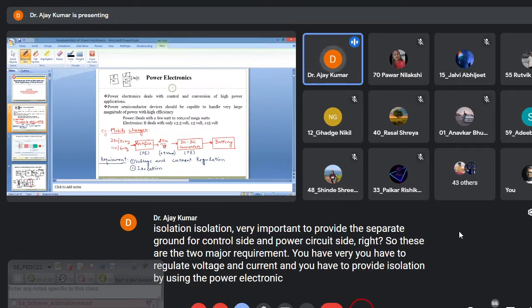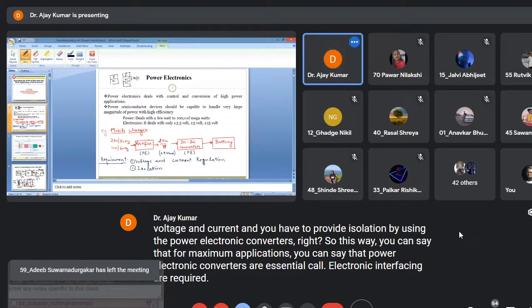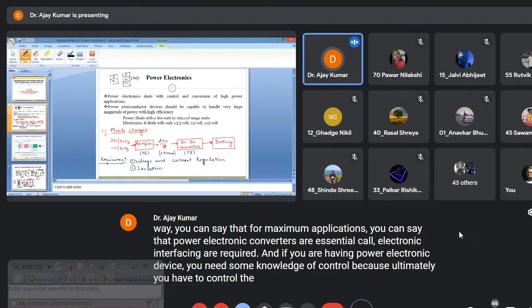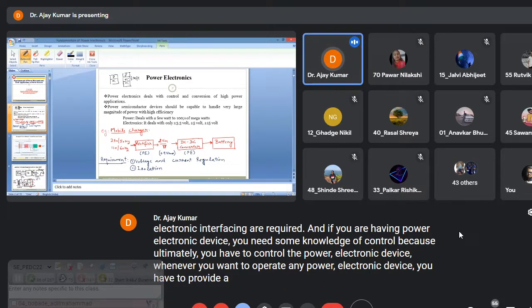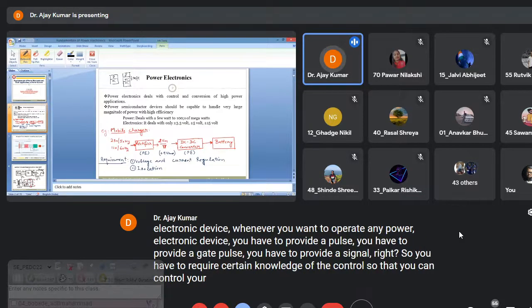So in this way, for most applications, power electronic converters are essential and power electronic interfacing is required. If you are having a power electronic device, you need some knowledge of control, because ultimately you have to control the power electronic device. Whenever you want to operate any power electronic device, you have to provide a pulse, a gate pulse, a signal. So you require certain knowledge of control so that you can control your closed loop, and then provide the gate pulse to that particular power converter.